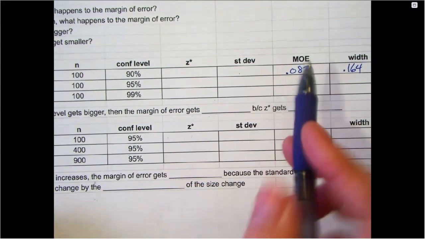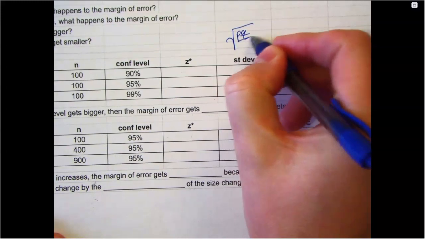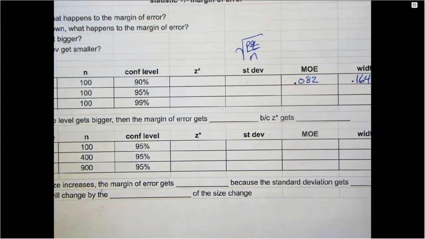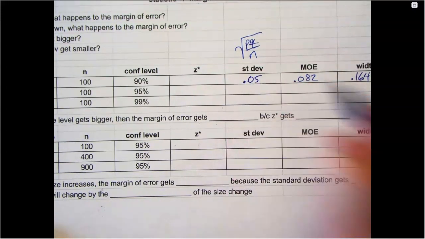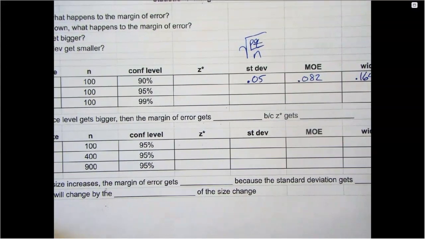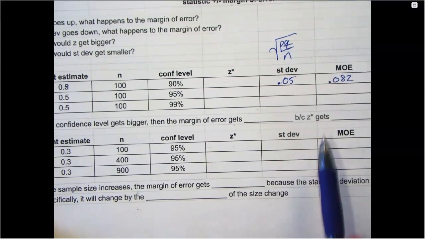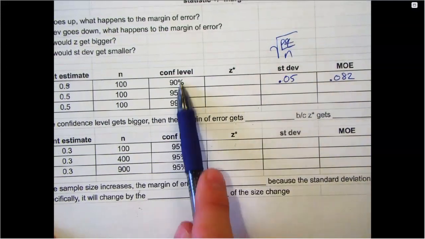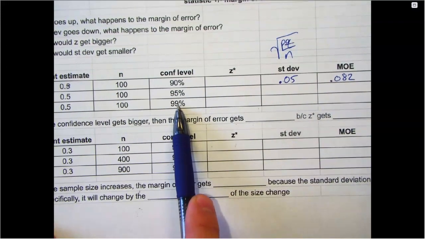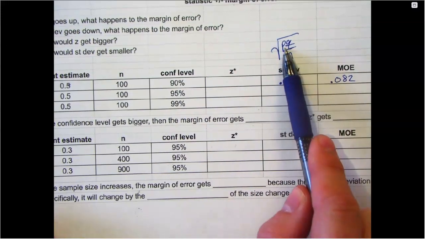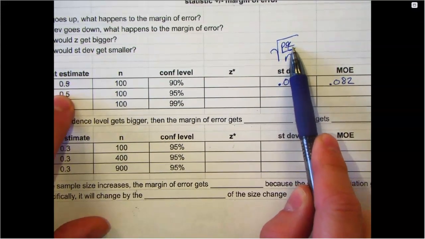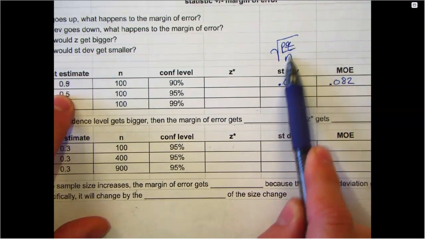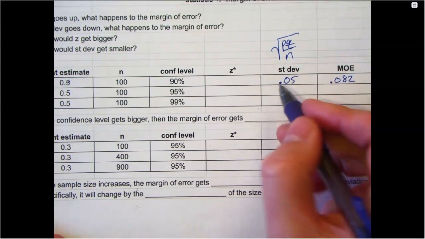The standard deviation, so this is the square root of PQ over N. So that's going to be the square root of 0.5 times 0.5 divided by 100. So I get 0.05. And based on what we have here, does this change when the confidence level changes? Does changing the confidence level change the point estimate? No. Does it change 1 minus the point estimate? No. And does it change the sample size? No. So these are all going to be 0.05.